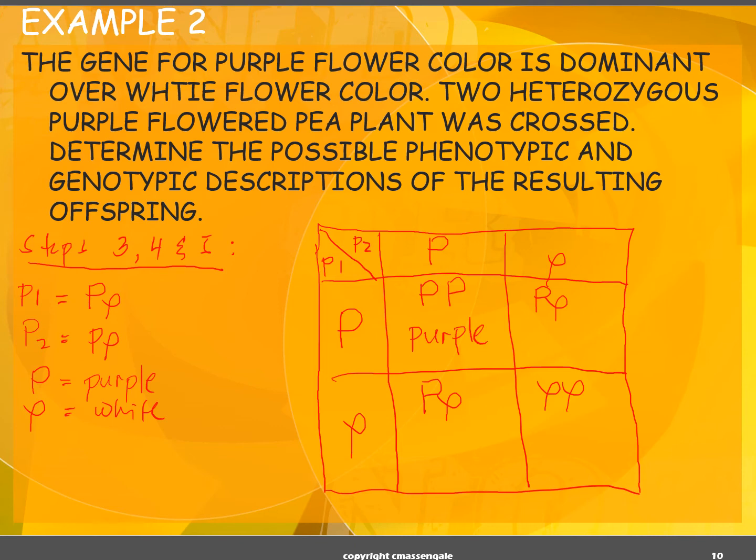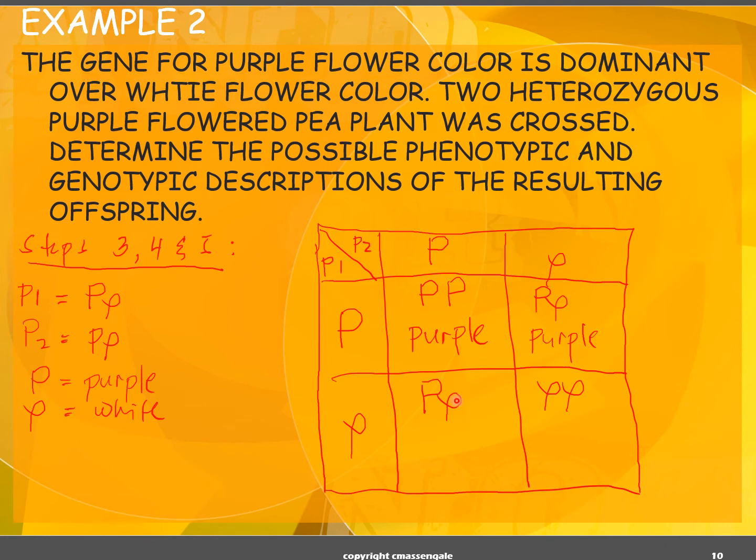So this one is purple. For this one, the phenotype, we have here heterozygous, so the phenotype is still purple. This is still purple because it has the dominant gene. Again, the dominant gene will be the one expressed and the recessive gene will be hidden. So same with this one.